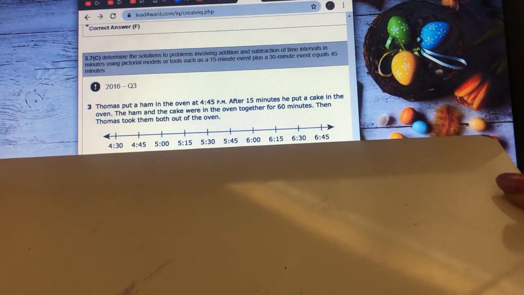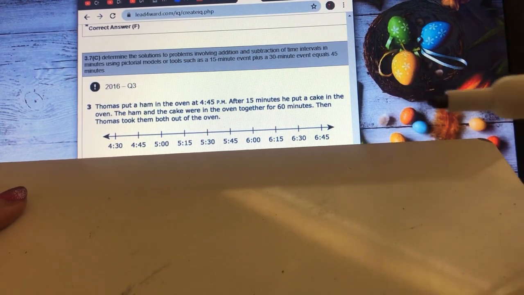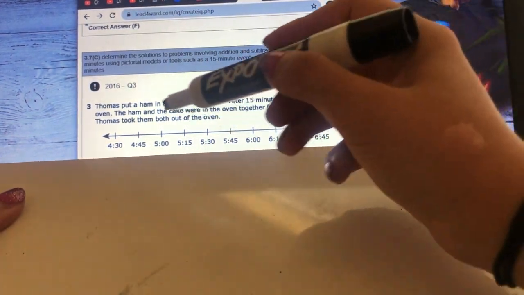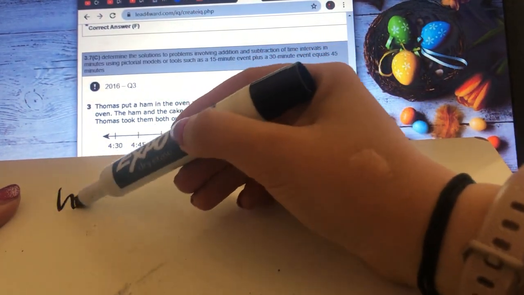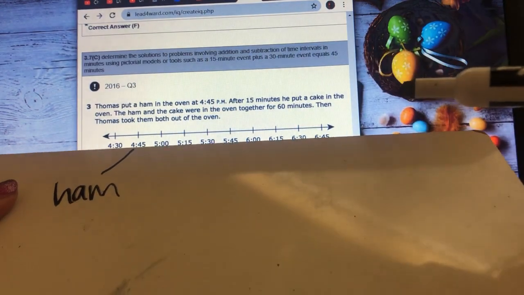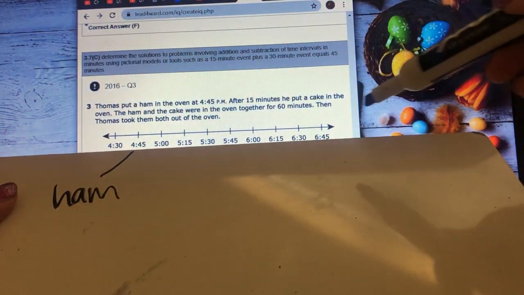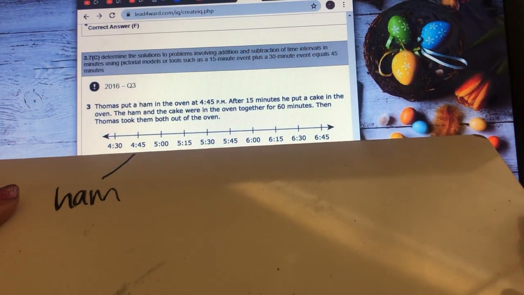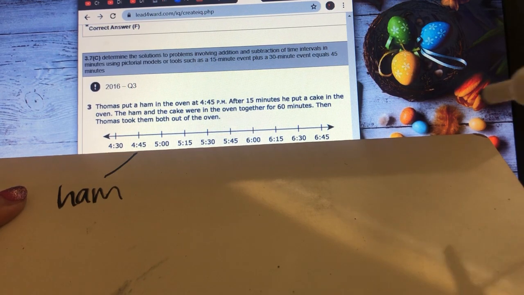Okay. Well, I know I'm gonna have to keep track of all these things, so you could just draw on the paper, but I'm going to write it here. So what time did the ham go in the oven? 4:45. So ham. And then the cake went in 15 minutes after. Which one would be 15 minutes after? Well, I see that these are partitioned at 15-minute increments.